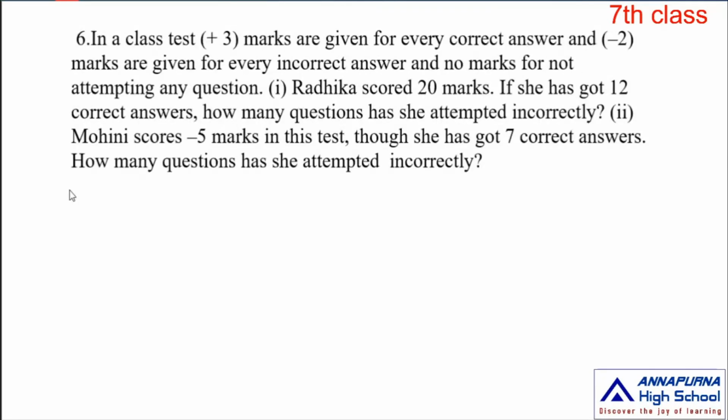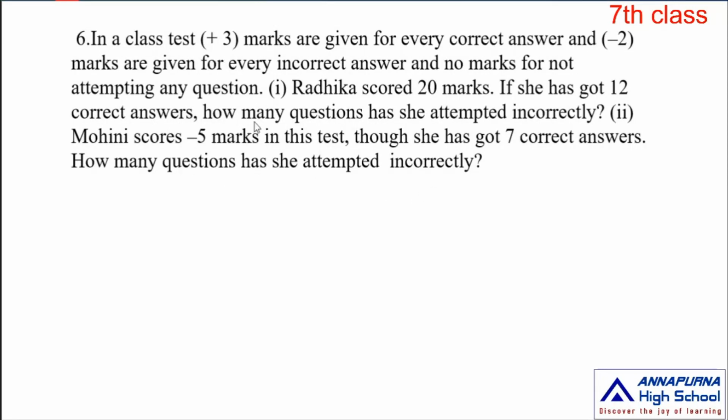Sixth one. In a class test, plus 3 marks are given for every correct answer and minus 2 marks are given for every incorrect answer, and no marks for not attempting any question. Radhika scored 20 marks. If she has got 12 correct answers, how many questions has she attempted incorrectly? And the second bit is, Mohini scores minus 5 marks in this test. Though she has got 7 correct answers, how many questions has she attempted incorrectly?